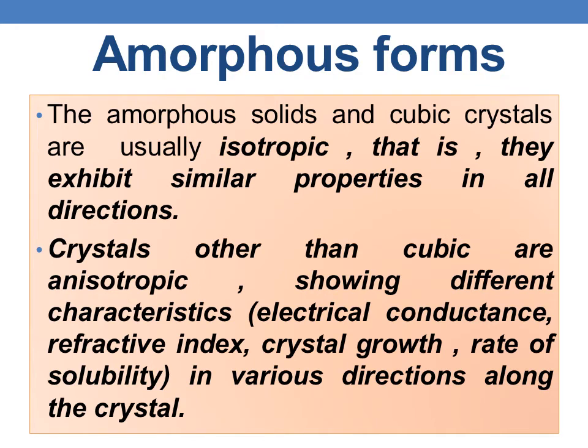Amorphous solids and cubic crystals are usually isotropic. This is also one of the characteristics. Isotropic means they exhibit similar properties in all directions. In contrast, crystals other than cubic crystals are anisotropic. They show different characteristics such as electrical conductance, refractive index, crystal growth, and rate of solubility in various directions along the crystals. Amorphous solids being isotropic is also an important point.